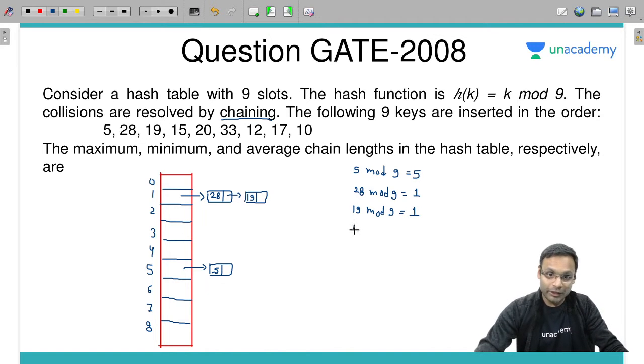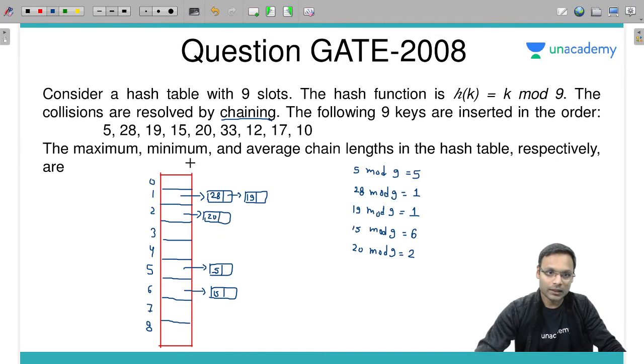Then 15 mod 9 will give you what? 6. 9 plus 6 is 15. So at location 6 you will insert 15. Next 20 mod 9, solve it. 20 mod 9 should give you what? 18 plus 2, 2. So at location 2 you will have a new link starting for 20. Then 33 mod 9 how much? 6. How can I say 6? 27 plus 6, right? So at location 6 you are going to insert 33.